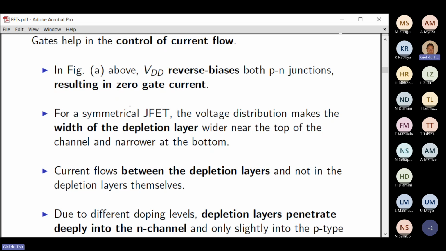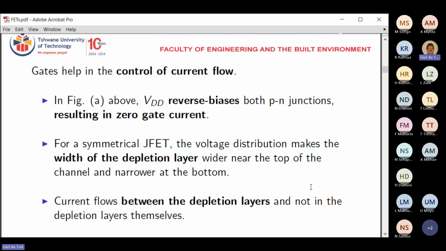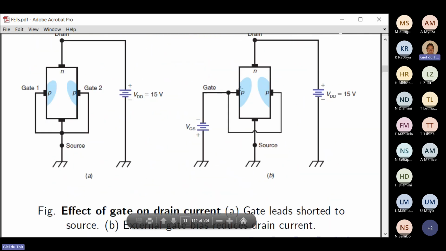So you can read these notes here. I'll put these notes also on Brightspace for you. Due to different doping levels, the depletion layers penetrate deeply into the N channel and only slightly into the P-type, like they show here.